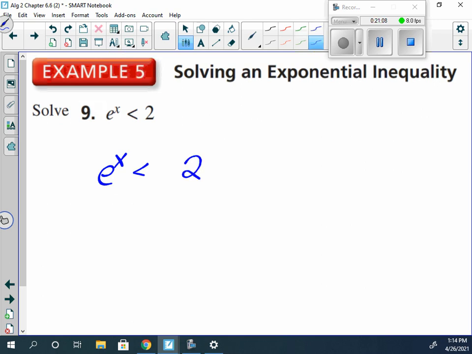Now with exponential inequalities, the values of our answers really don't matter. We could have 0, positive, or negative values for x in an exponent. The values that we can plug in, it doesn't matter if they're positive, negative, 0, rational, irrational. We can plug any of them in as long as they're real. We don't deal too much with complex or imaginary exponents in Algebra 2.